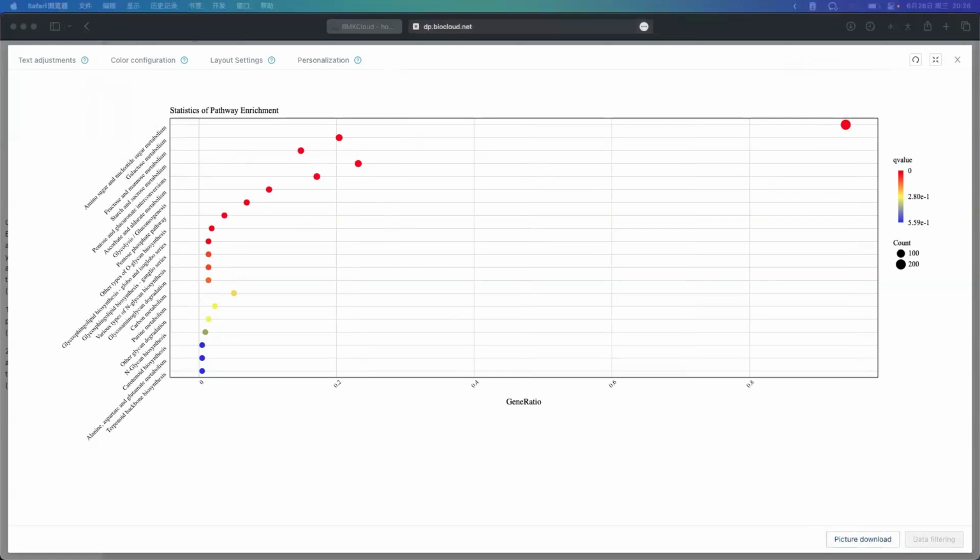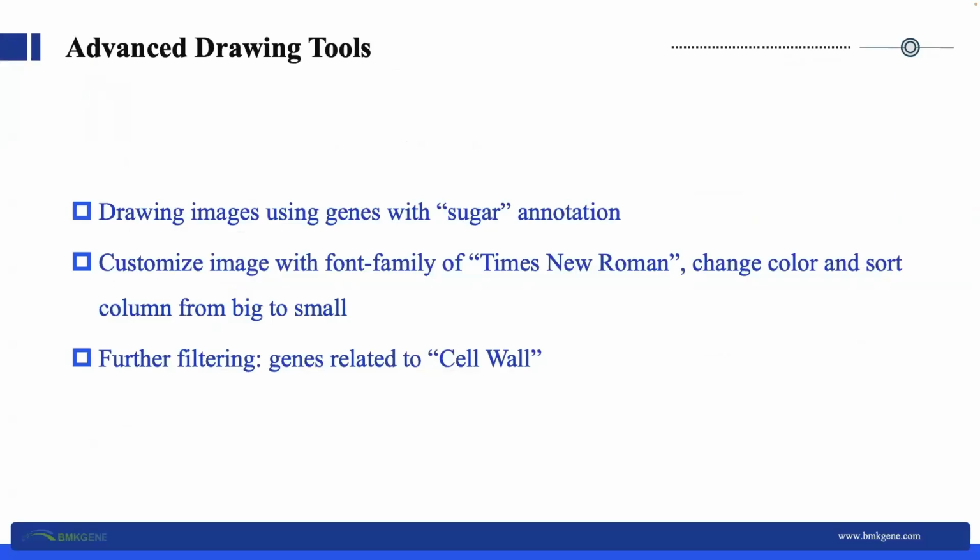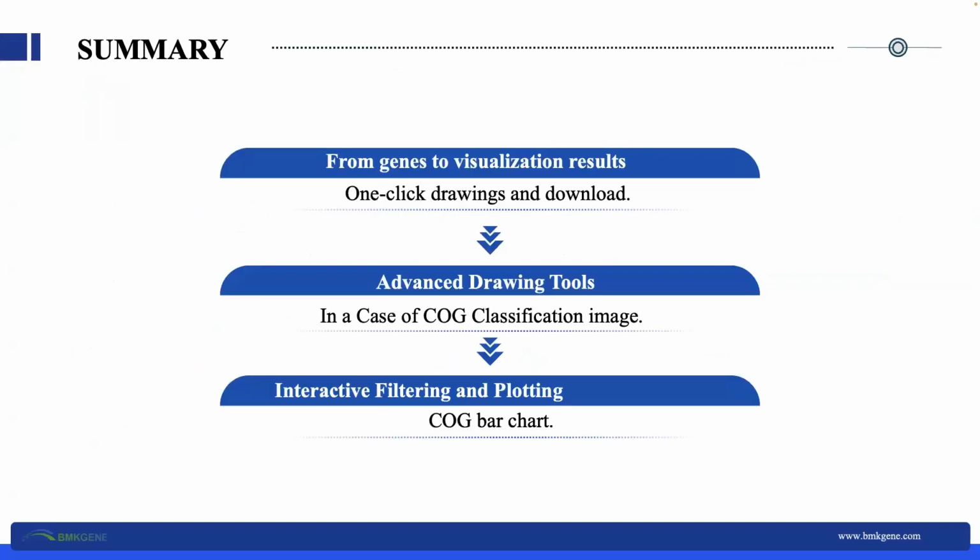So let's go back to our slide. Let's summarize here. Today, we talked about from gene to visualization results. We did one-click drawings and downloaded the images. And I introduced to you the advanced drawing tools. In the case of the COG classification image, we changed the text, changed the color, the layers, and the sort of the column.